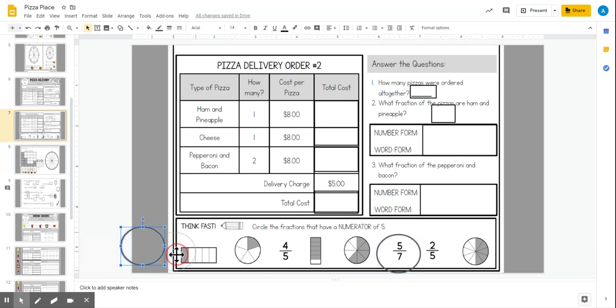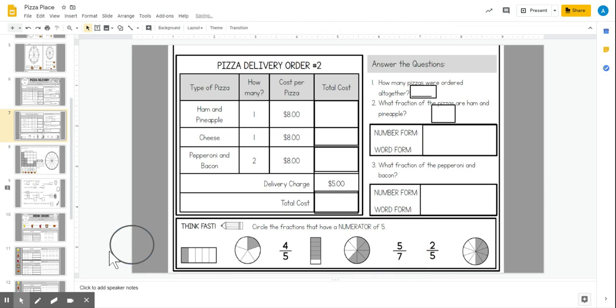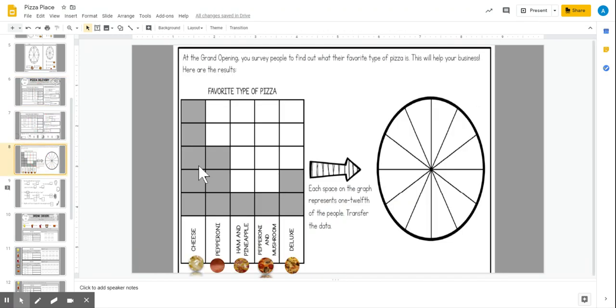So I can already see we're going to do that one. And then you have to figure out which other ones have the numerator of 5. And then, so that means you're going to do slide number 7. And then let's look at slide number 8.